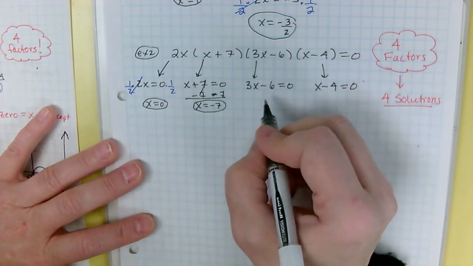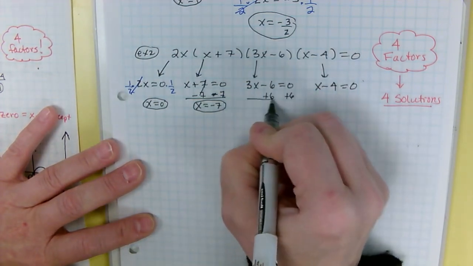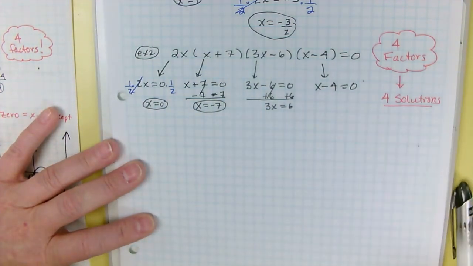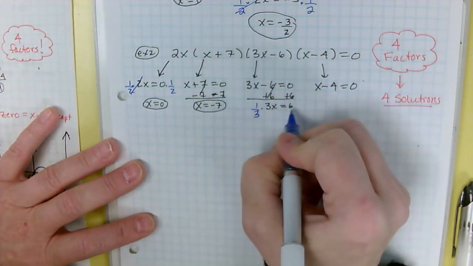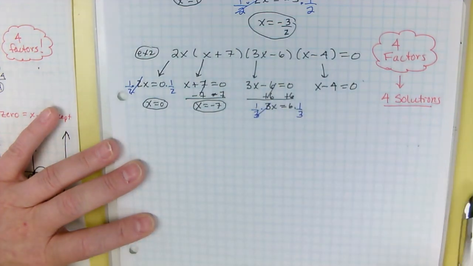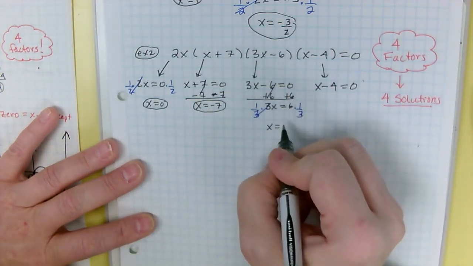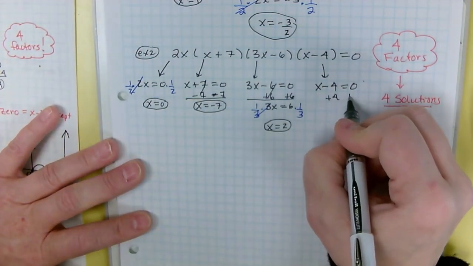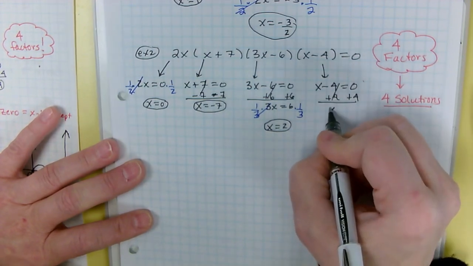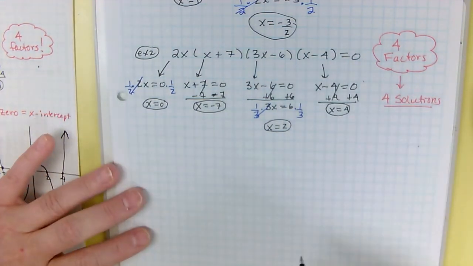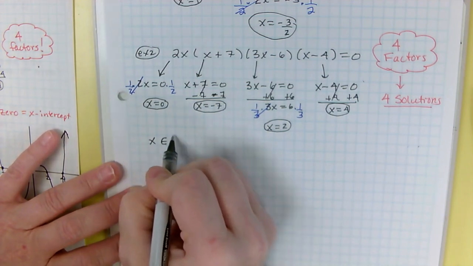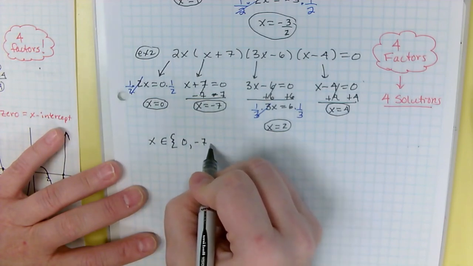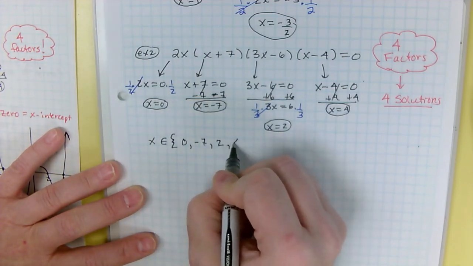Now the 3x minus 6, I'm going to add 6 over to the right. That gives me 3x equals 6. I'm going to multiply both sides by a third to get the 3 off of the x. And so x equals 6 over 3, which is 2. And then the last one, we just add 4 over to the right. X equals 4. So our solutions, and there are 4 of them, are 0, negative 7, 2, and 4.